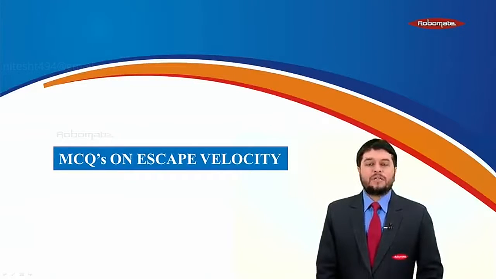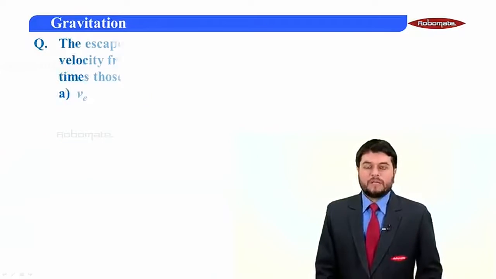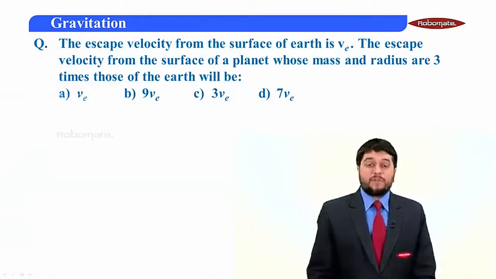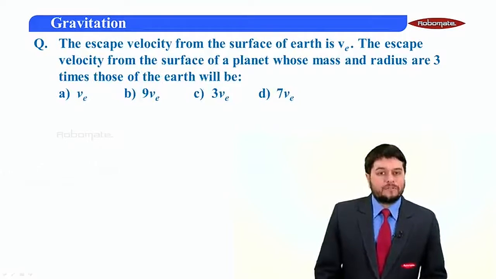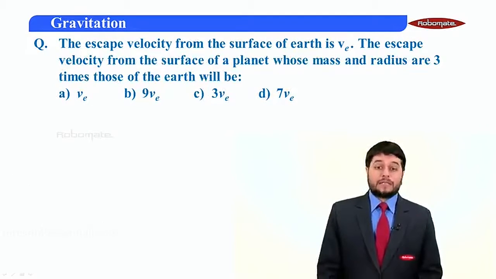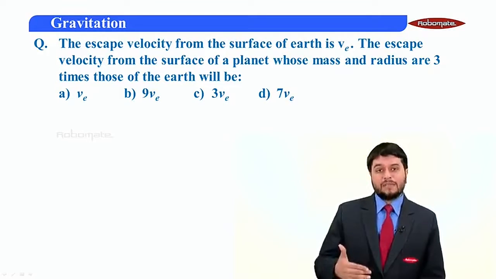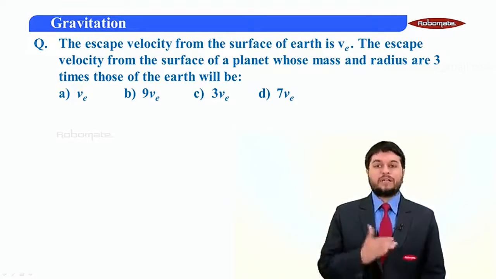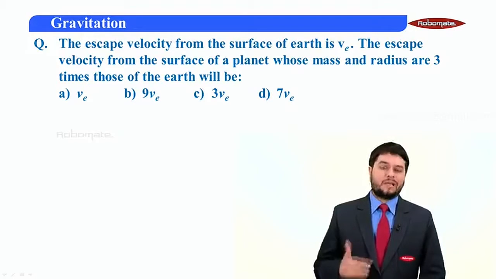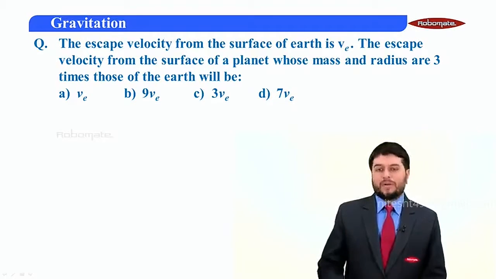With some MCQs on escape velocity. The next question. Escape velocity from the surface of Earth is V. The escape velocity from the surface of a planet whose mass and radius both are 3 times those of Earth will be how much?